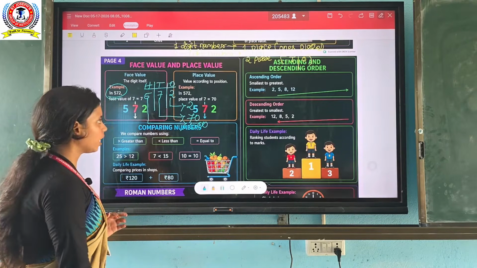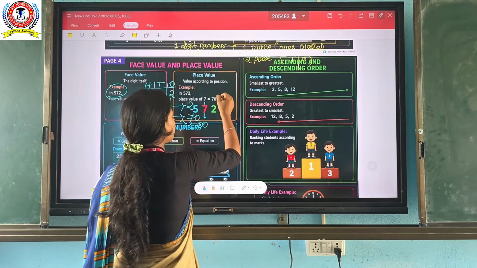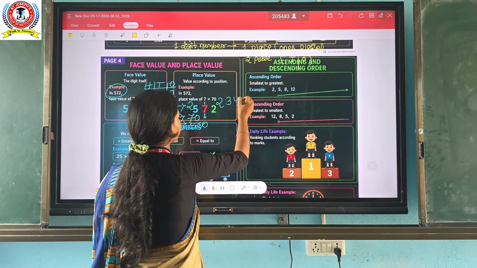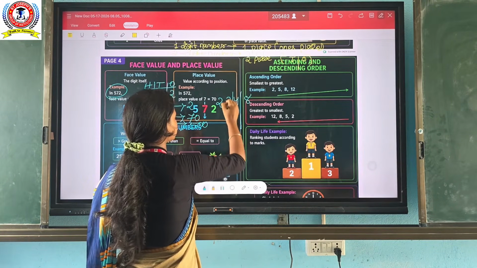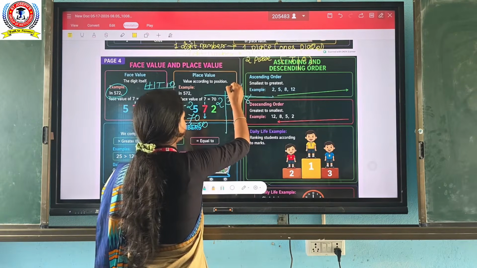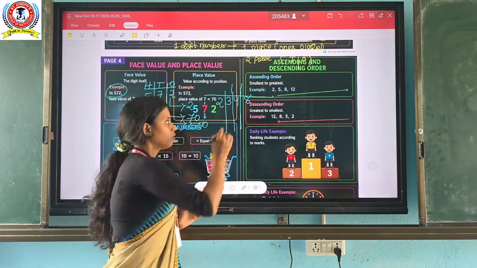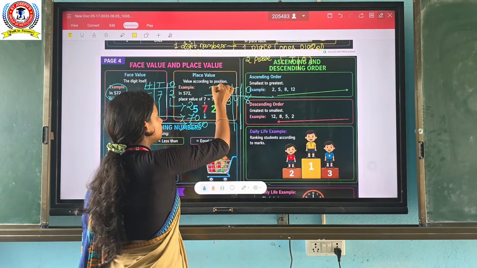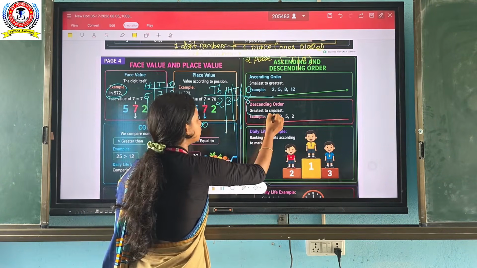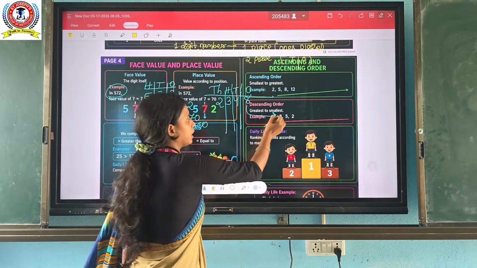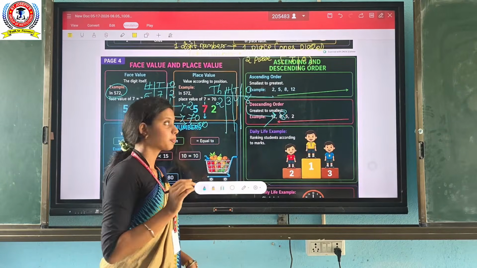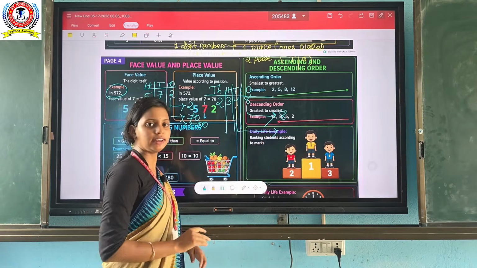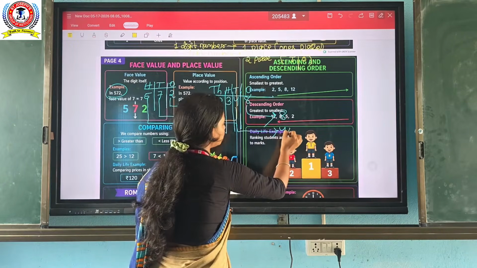Okay, so if I write a 4 digit number here, means 2348. Okay, so it has 4 places. First is ones place, tens place, 100 place and 1000 place. Okay, so what is the place value of 8 here? Place value of 8 is 8. Then what is the place value of 4? 4 is in tens place, so place value of 4 is 40.